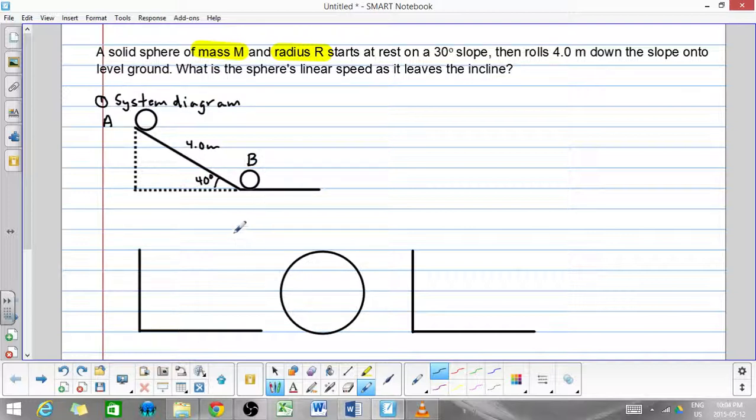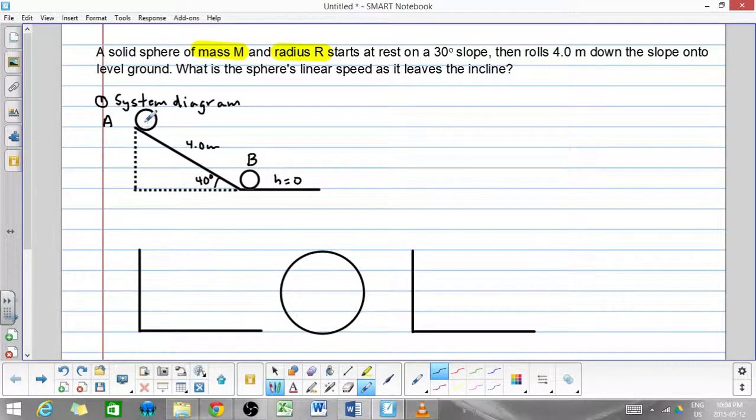Now on your system diagram, you should also write down what you've been given, what you can presume, and what you need to find. So in conservation of energy, you know you're interested in gravitational potential energy, so you need to know the height at each point. You generally assume that the lowest height in the problem is 0. So we'll make that at the bottom of the slope.